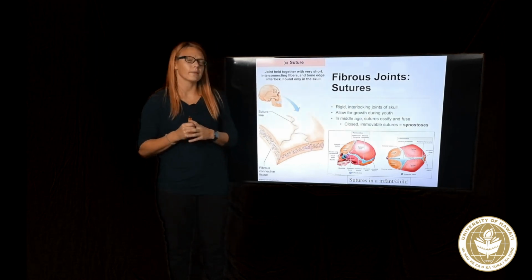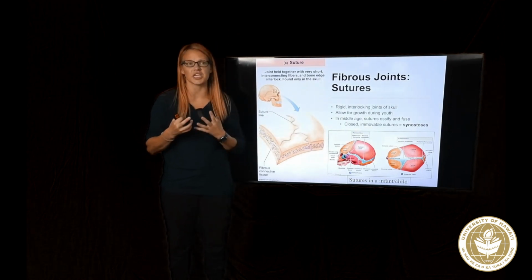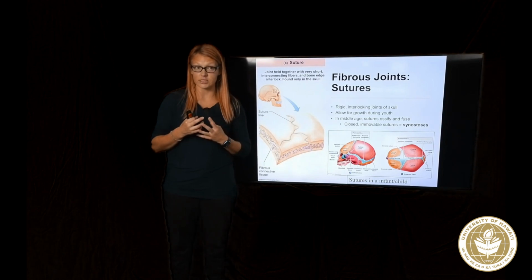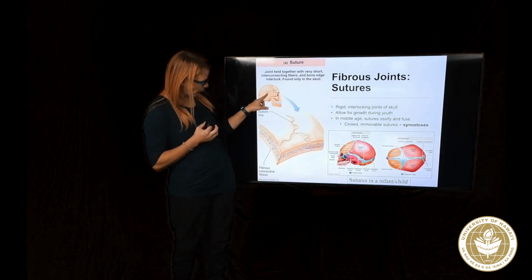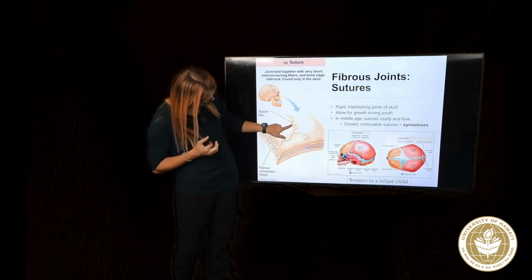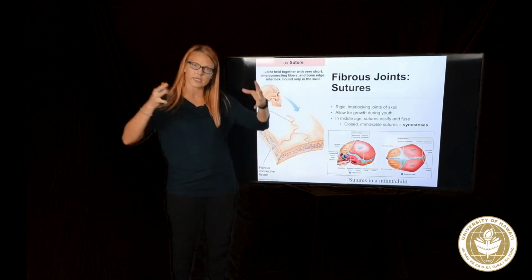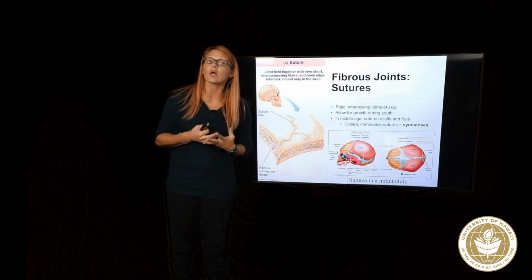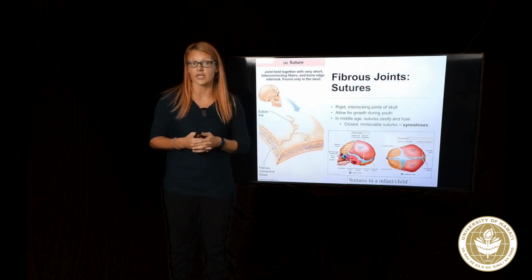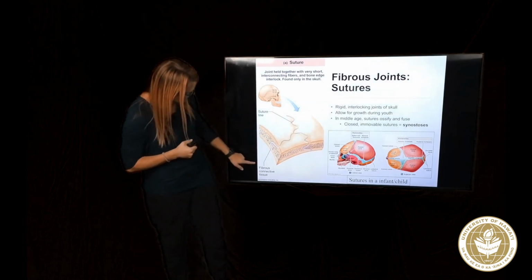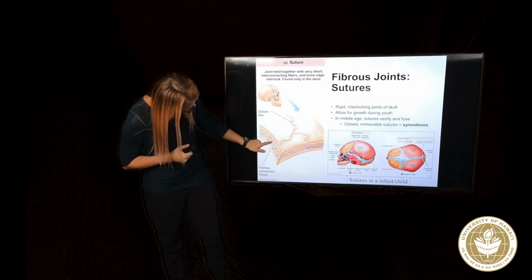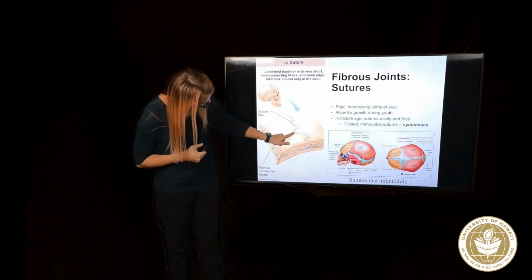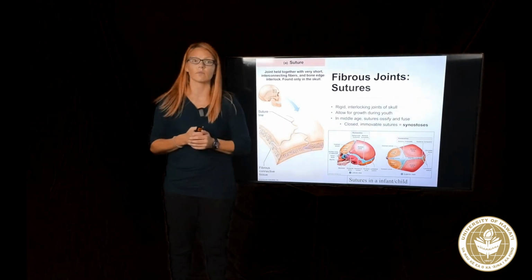They're going to be wavy, articulating bone edges that essentially interlock, right? If you look at this kind of zoomed in image here, you can see it kind of interlocks like a puzzle piece. And they're joined by minimal amounts of very short connective tissue fibers. So you can see that here, this fibrous connective tissue right in there in that suture line.